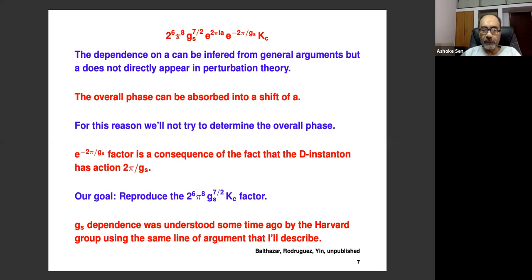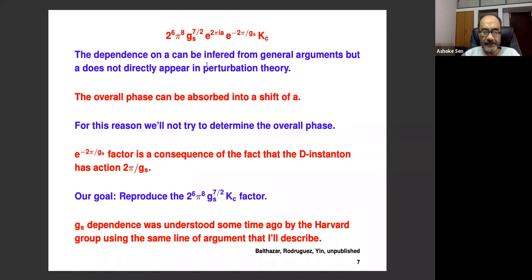If you look at this structure, the dependence on the vacuum expectation value of the Ramond-Ramond scalar can be inferred from general arguments. But it's also true at the same time that A doesn't directly appear in perturbation theory. So what we can really calculate reliably is how things change when you shift A. The change of the amplitude under the change in A can be calculated.